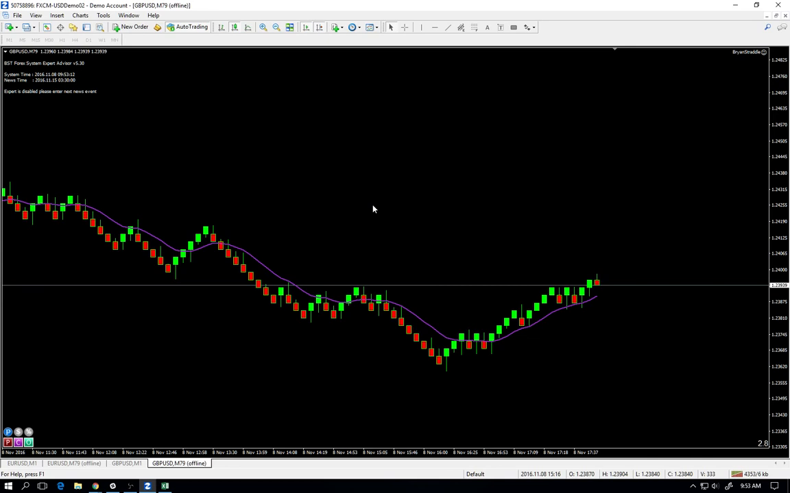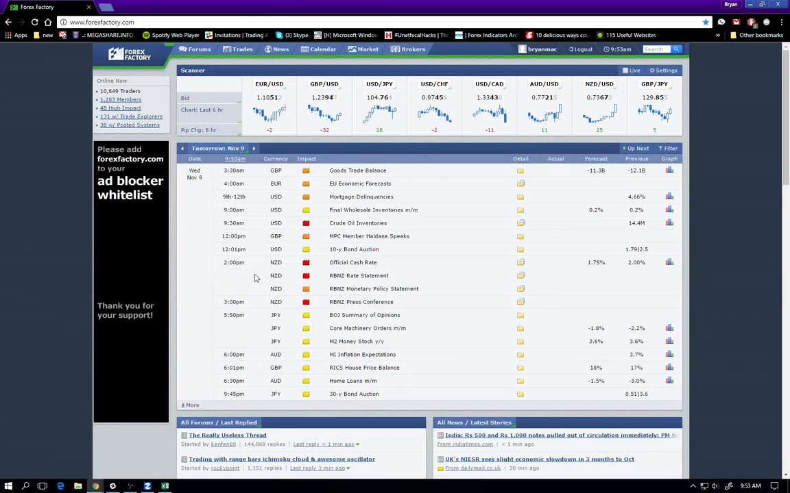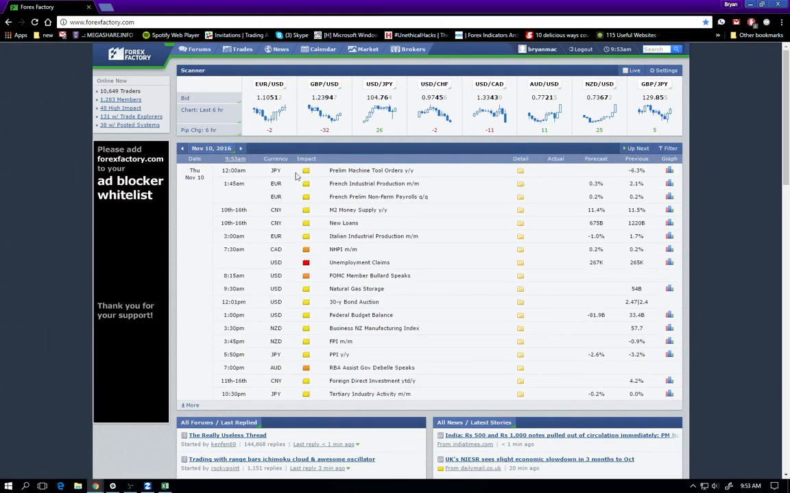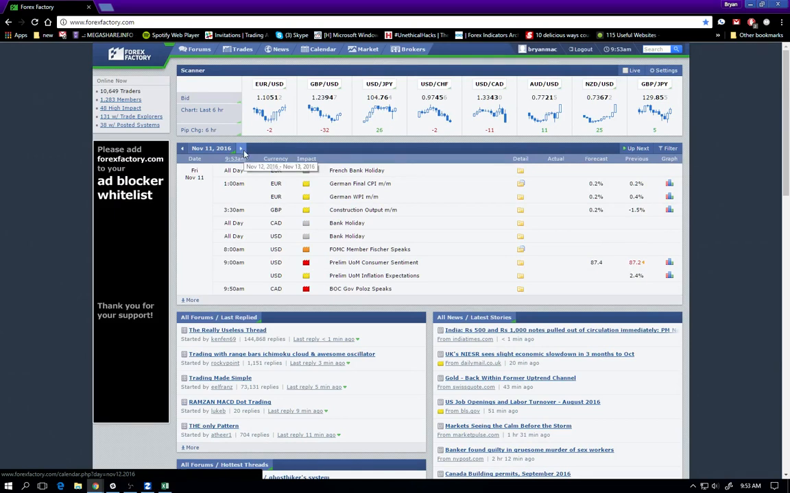Other than that, let's just do a quick review. We only trade London and USD. We only trade majors. And again, let's bring it up so we can point out a few of the do not trades. I'm going to bring up Forex Factory. And let's just go through the calendar and see if we can spot a couple do not trades. Here's the do not trade, NZD. USD, fine. I'm looking for do not trades. So that one's fine.